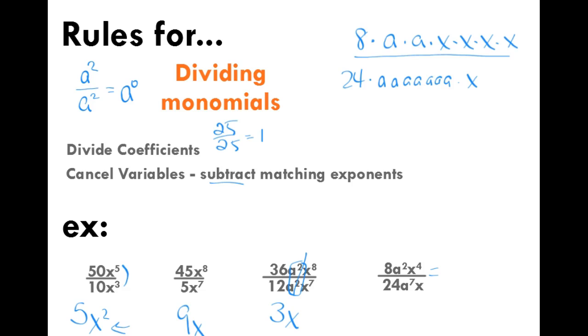Okay, now I can reduce 8 over 24. So don't write 3. It's not 3. It's 1 over 3. Or you can say there's a 3 still at the bottom.